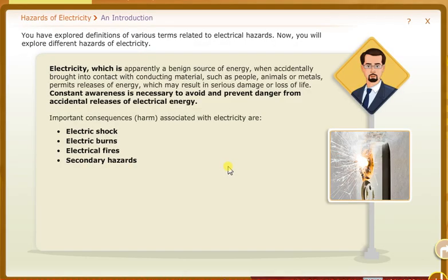Well done. You have explored definitions of various terms related to electrical hazards. Now, you will explore different hazards of electricity.